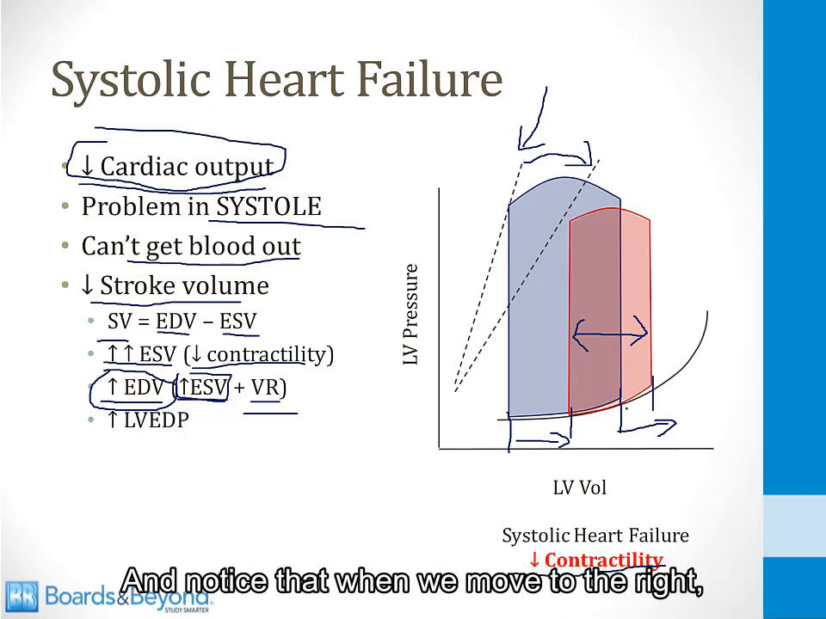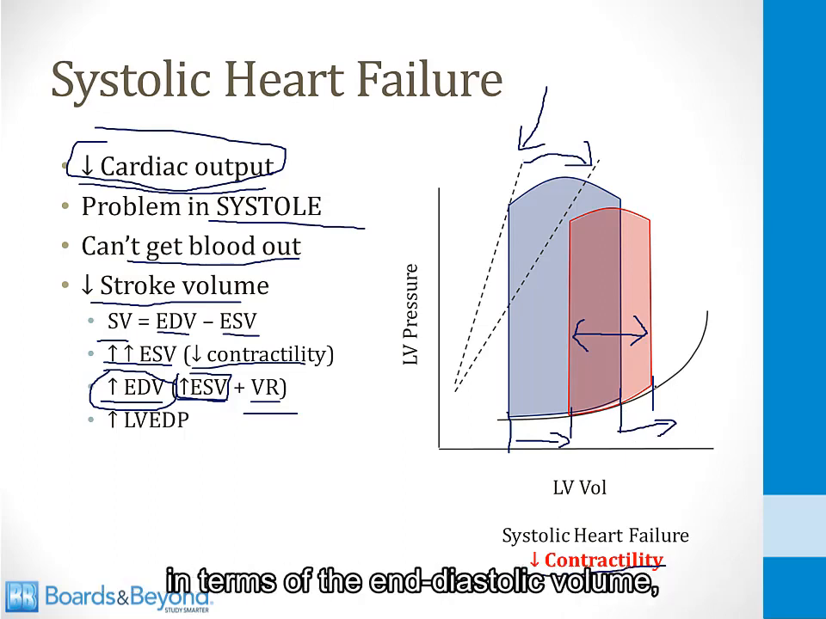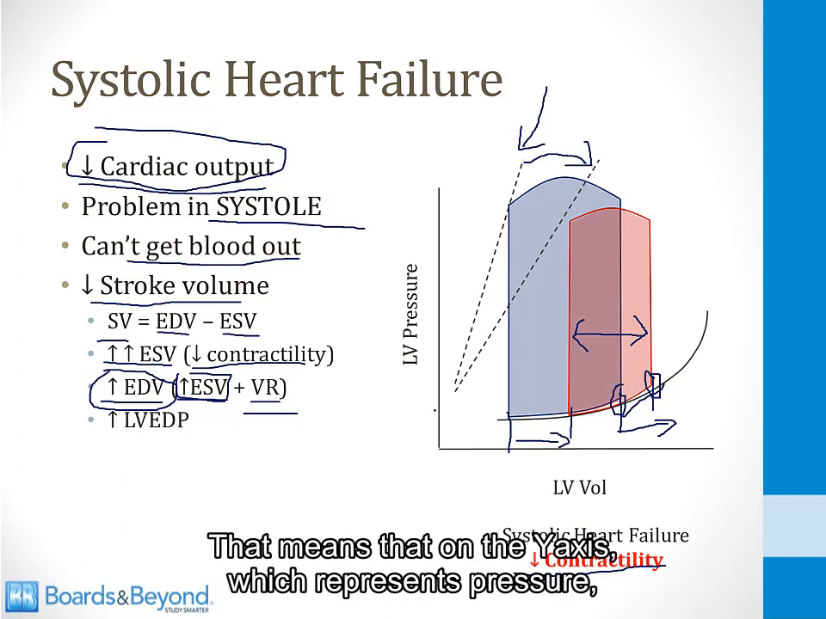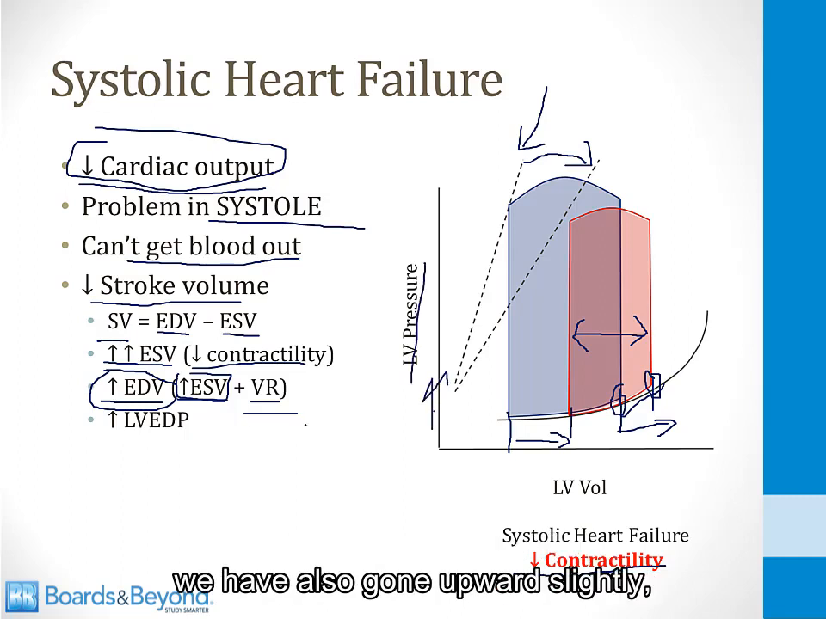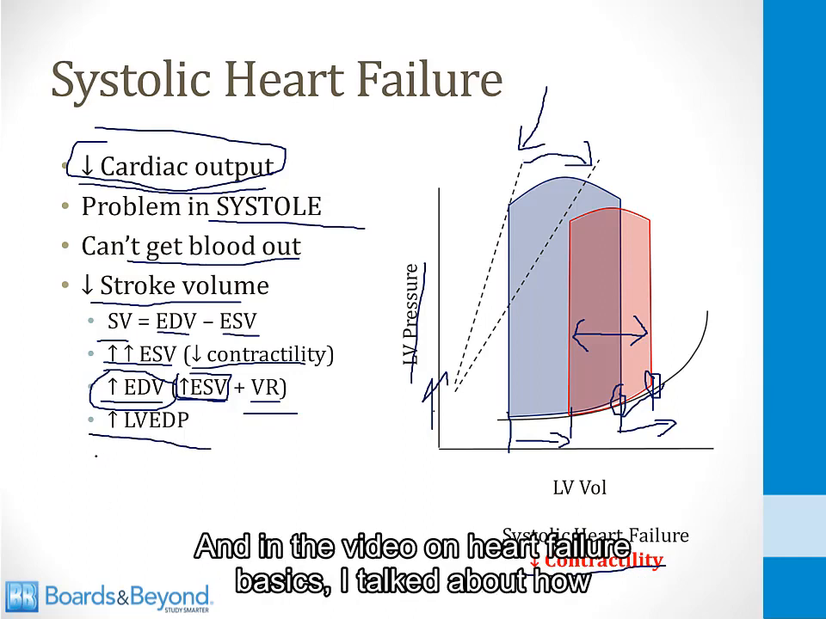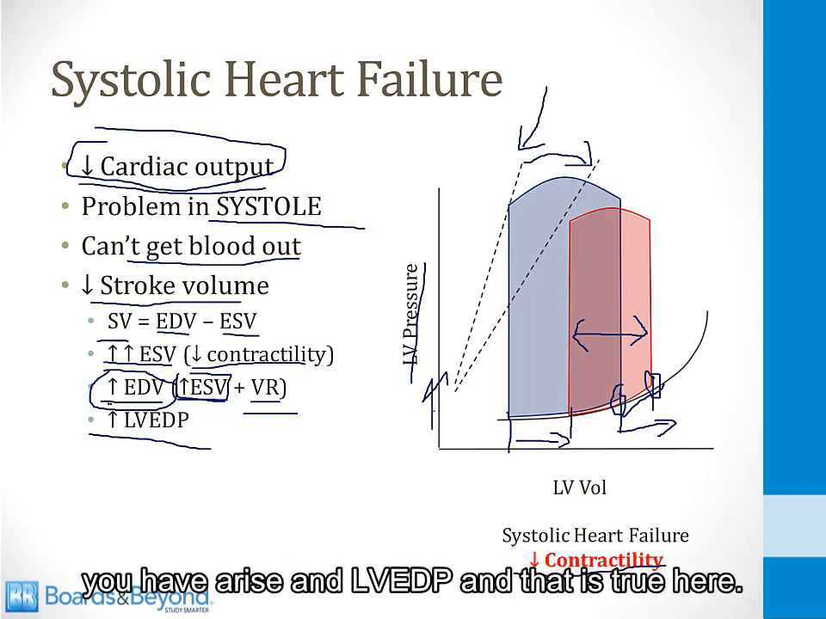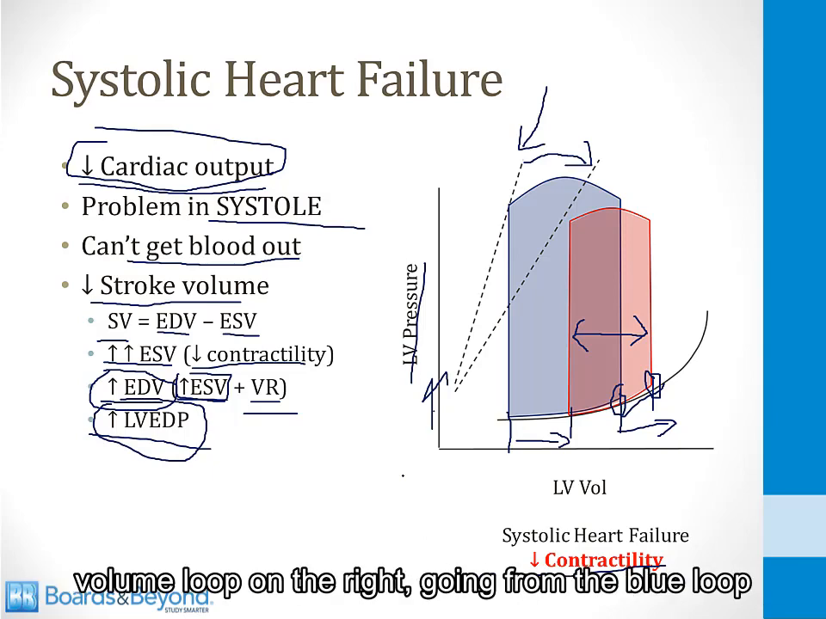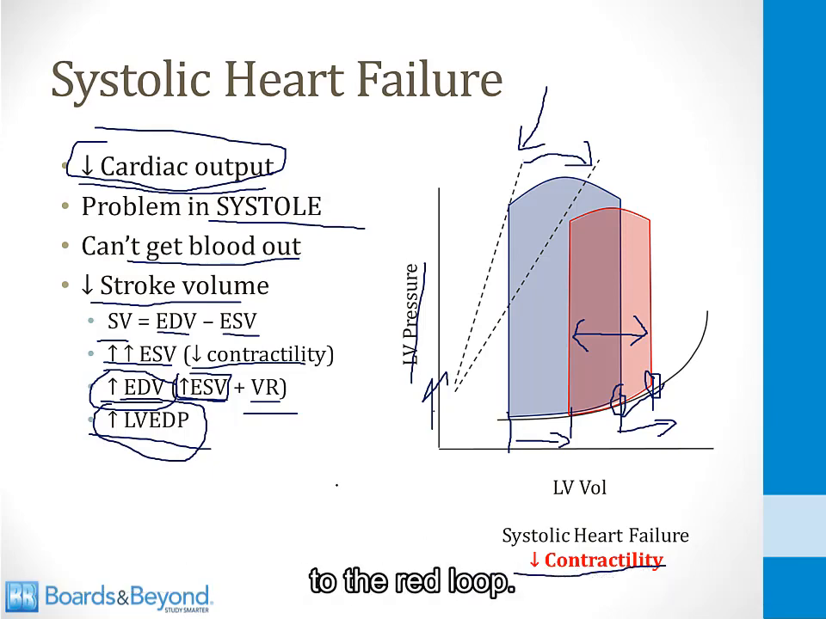And notice that when we move to the right in terms of the end diastolic volume, we also move slightly higher. In other words, this point here is a little bit higher than this point here. That means that on the y-axis, which represents pressure, we have also gone upwards slightly, and therefore in systolic heart failure, you get a rise in the LVEDP. And in the video on heart failure basics, I talk about how in all forms of heart failure, you have a rise in LVEDP, and that is true here. And you can actually see that in this change in pressure volume loop on the right, going from the blue loop to the red loop.